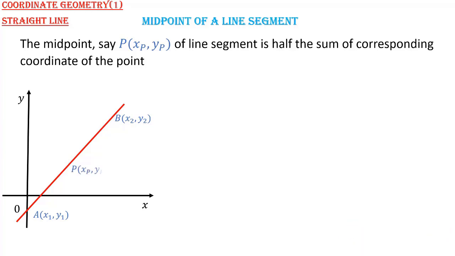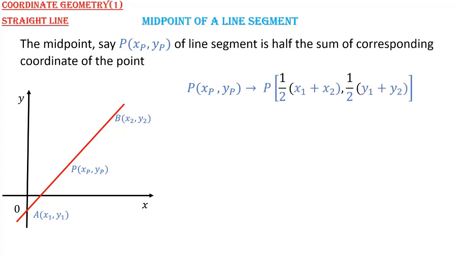So these are our points. So it's half of it. So this is it: half of the sum of corresponding coordinates of the points. So this is the formula for the midpoint. So let's solve some examples. If you know our x1, x2, y1, y2, we can do the substitution.